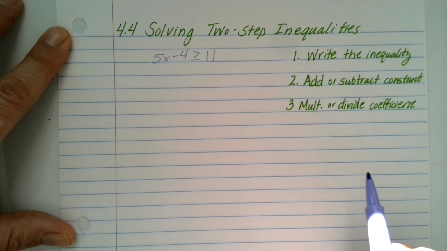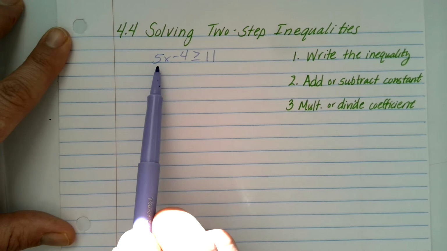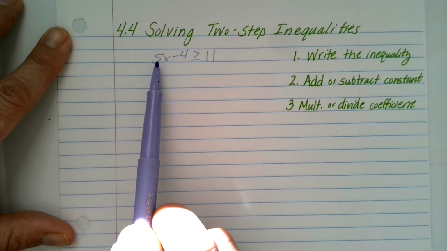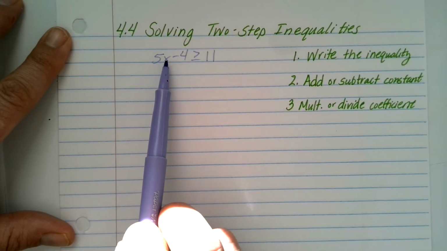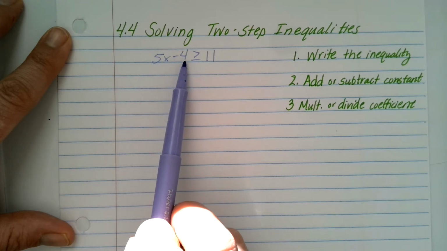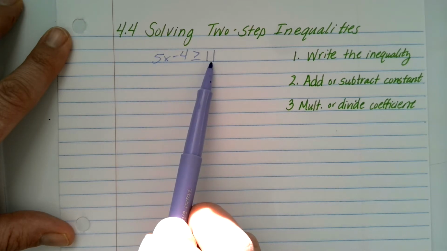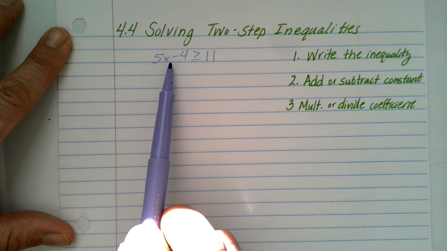All right, so let's just review our vocabulary here. This is the coefficient. It's any number multiplied by your variable. This is a constant and this is a constant. Our goal is to get x all by itself. And in order to do that, we're going to follow these simple steps.